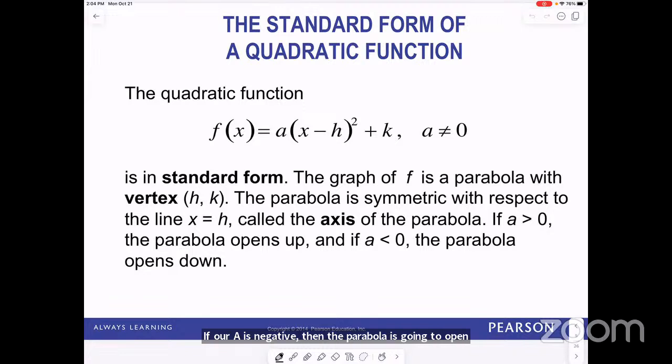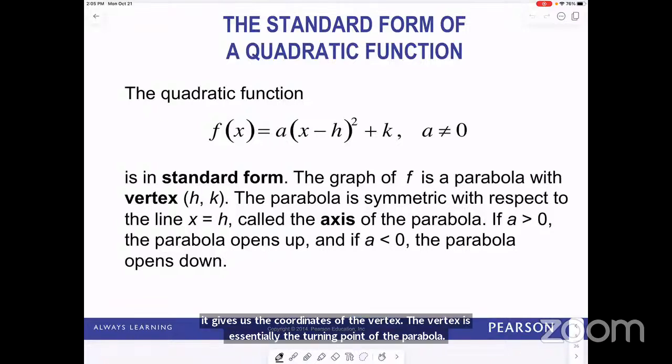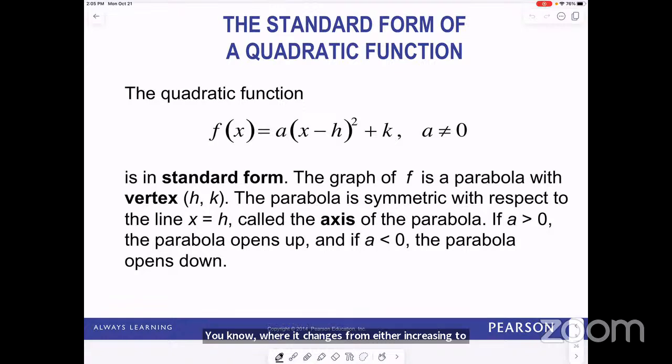Okay, so my opinion is that when graphing quadratics, this is the easiest form, the best form to graph in, because it gives us the coordinates of the vertex. The vertex is essentially the turning point of the parabola, where it changes from either increasing to decreasing or vice versa. It's going to be our h comma k. If our leading coefficient is positive, the parabola is going to open upward. If our leading coefficient is negative, the parabola is going to open downward.